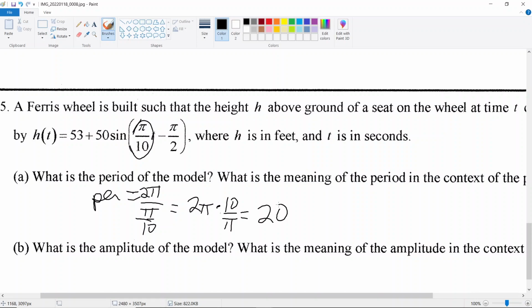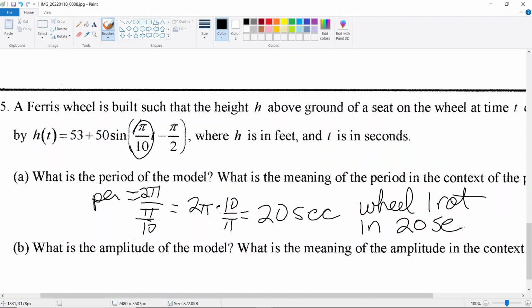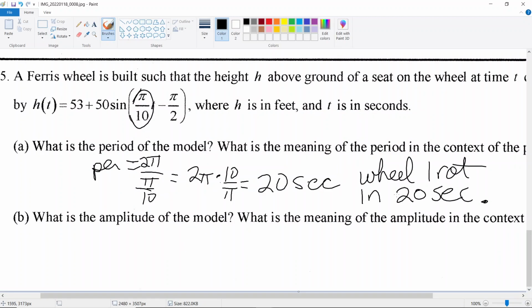Now, what is t in? Seconds. So the period is 20 seconds. It means that this wheel completes one rotation in 20 seconds. Man, and if you've ever been on a Ferris wheel, the more you ride it, the more you say, man, speed this thing up. I want to go around fast. So, okay, one rotation of the Ferris wheel in 20 seconds.